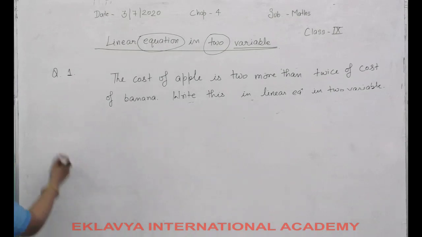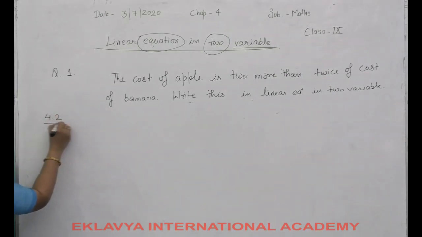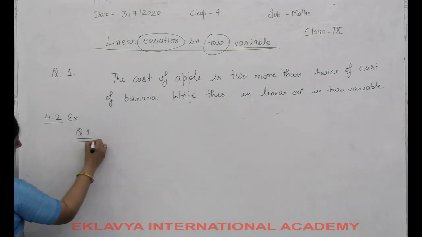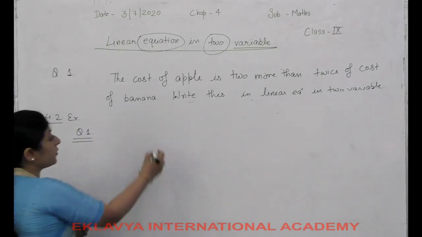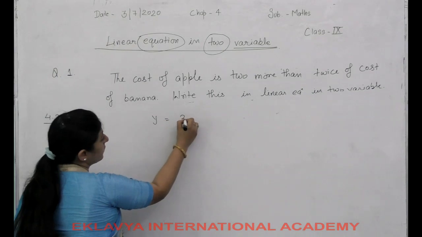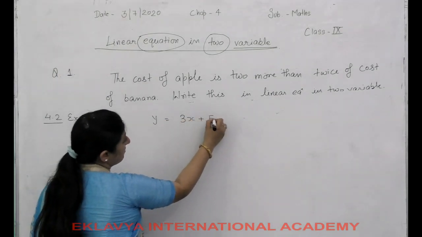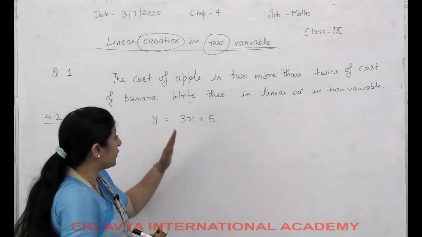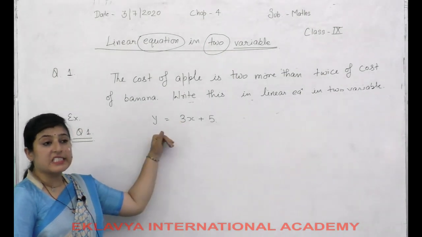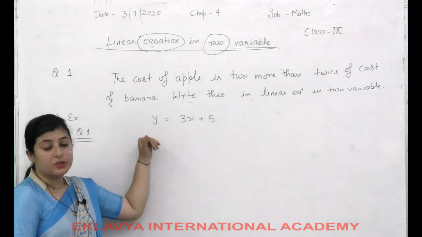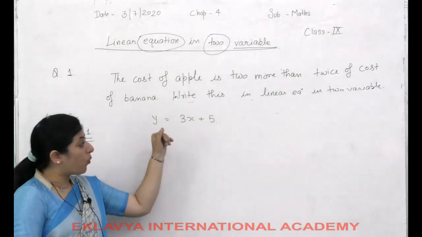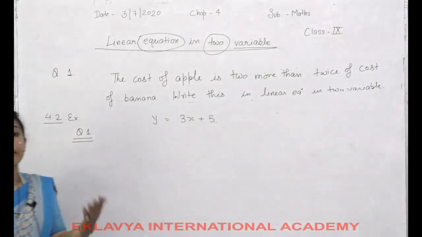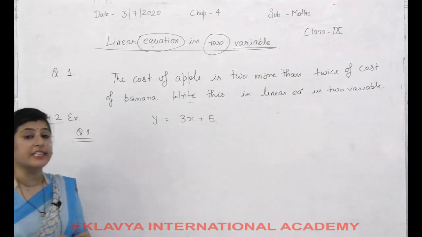Our question is Exercise 4.2, question first. It is given to you y is equal to 3x plus 5. The question is, you have to tell whether this type of equation has a unique solution, no solution, or infinitely many solutions. Which option is correct?